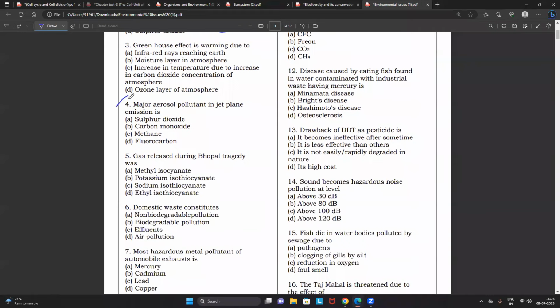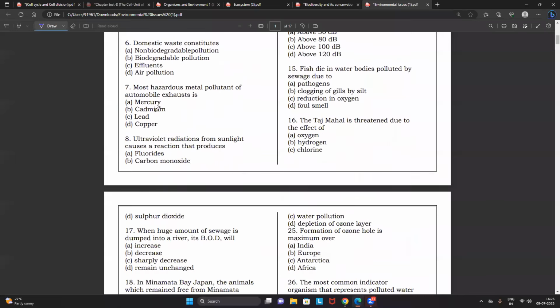Question number 4. Major aerosol pollutant in the jet planes. They're asking about jet planes, and they're also asking about the aerosol pollutant. It's a direct question, but remember, which is generally what do we call, friends? Fluorocarbon. No need to get confused with that point. Easily you can remember. Okay.